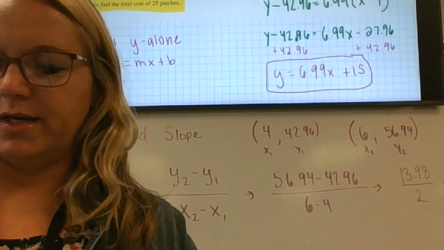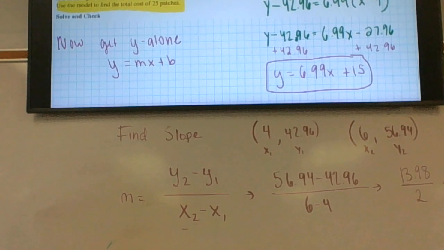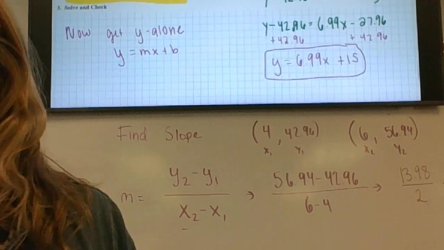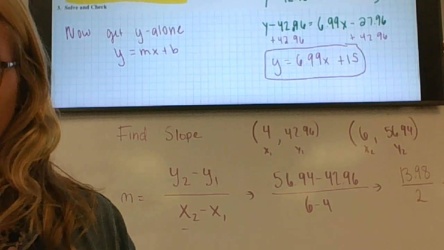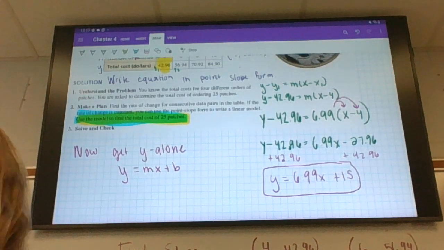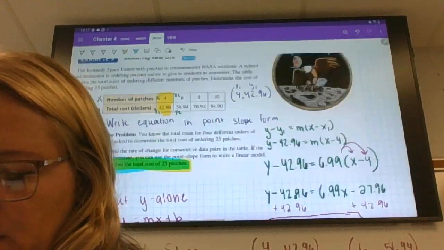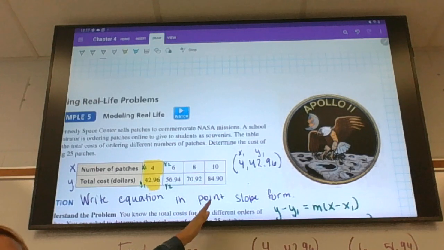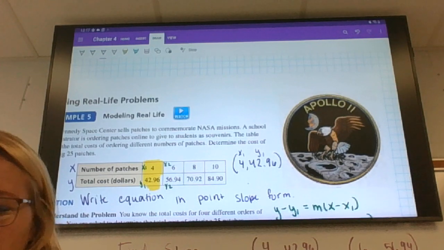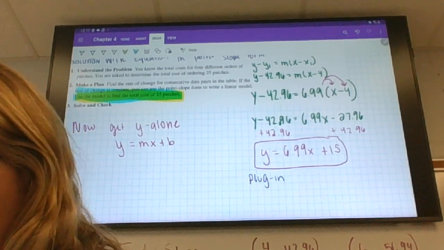So this means there's like an order fee of $15. And then after that, each patch is $6.99. These are expensive patches. All right, before you go, JC, tell me, how am I going to use that equation to find the cost of 25 patches? That's true. Now, the whole thing was how much are 25 patches? Because our little table here only goes up to 10. So we could have moved up to 25, but actually that's going by even, so that might have been hard. So the whole point of this was to figure out the cost of 25 patches. So now we can plug in x equals 25.